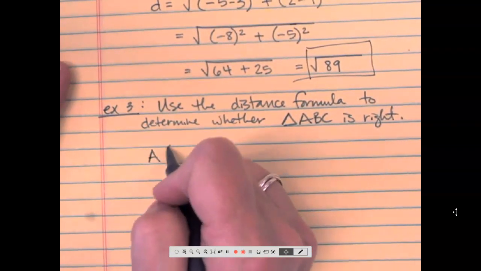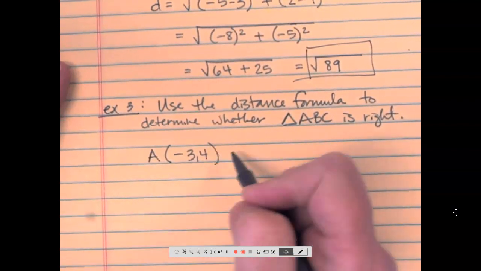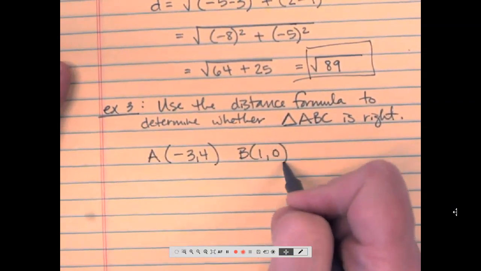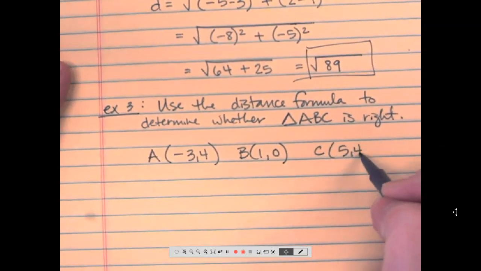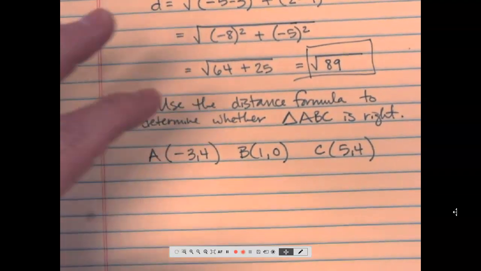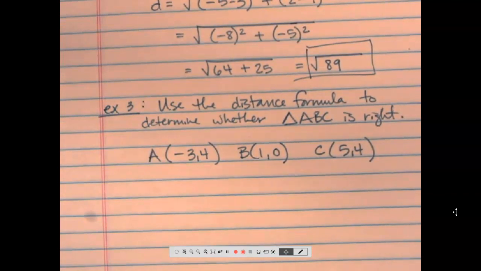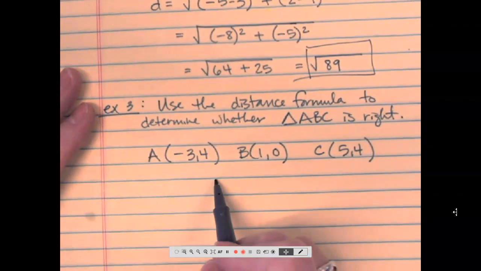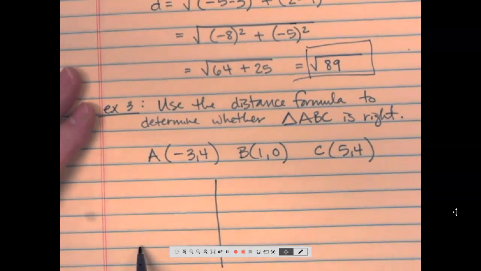These are my points for A, B, and C. A is -3, 4. B is 1, 0. And C is 5, 4. I can graph this, which I am going to sketch out. However, I'm not using graph paper, and even if it looks like it might be right, I wouldn't go by that. I would still use my distance formula unless I see that I have a horizontal and a vertical segment that form the triangle. Then I know that those are right. So let's sketch this out and see what we think, and then we'll test it out with our distance formula.